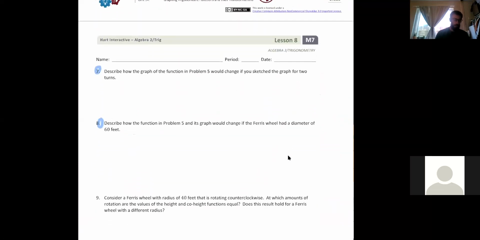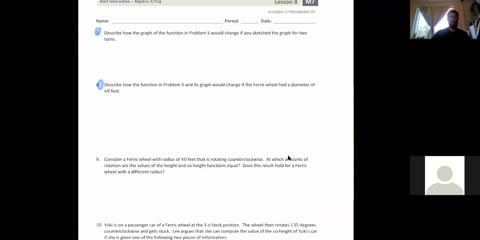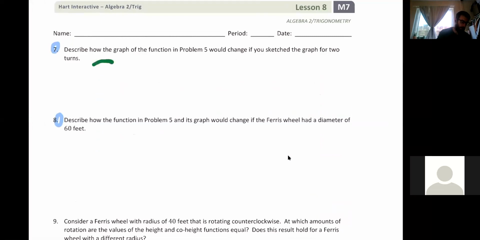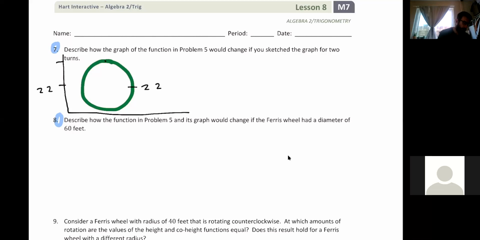Describe how the graph of the function in problem 5 would change if you sketch the graph for 2 turns. So basically what this is saying is, on number 5, here's our circle again, really poor drawing, but y'all get the idea hopefully. On problem number 5, we started at a height of 22 feet. We eventually got up to 42 feet. As we turned, we got back to 22 feet on that quadrantal angle, a full 180. Then down here, we were at a height of 2 feet because our radius had gone down. And once we made a full revolution, we were back to 360, which resulted in this graph.